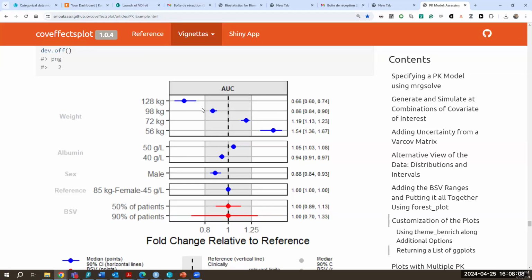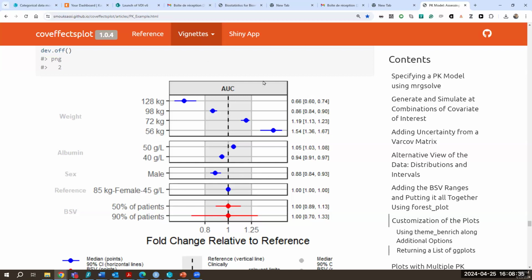So I have the ratio. I am almost half in terms of exposure versus someone very light, 56 kilo. I have an increase of 50%, which is outside of the clinical equivalence limit. And we can immediately see the albumin effect is very small. Male effect is small, 12% lower.